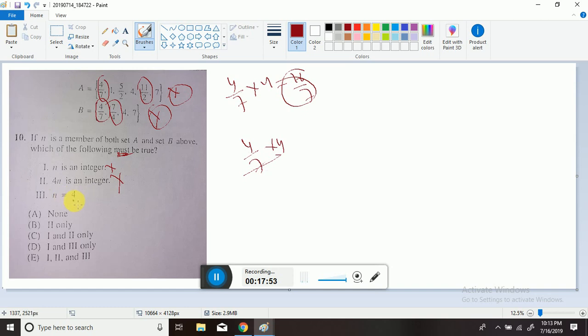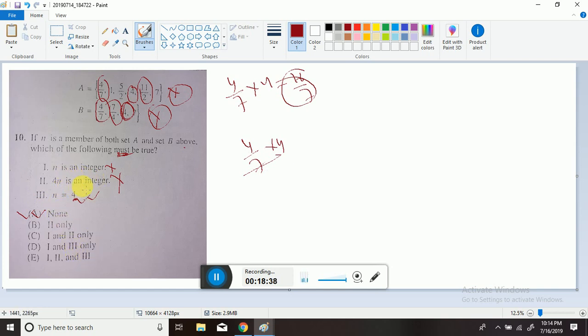Now n equal to 4, what is n? N is a member of set A and set B above. Here also it contains 4, here also it contains 4. So n equals 4 is one possible way. So only 3, if there is, then it is correct. Must be true is there. So the options are none, second only, first and second only, first and third only, first, second, third. Must be true means you have to write none. Because n is only a member of set A and set B above. So n equals 4 is only correct. But we don't have the only 3 option.